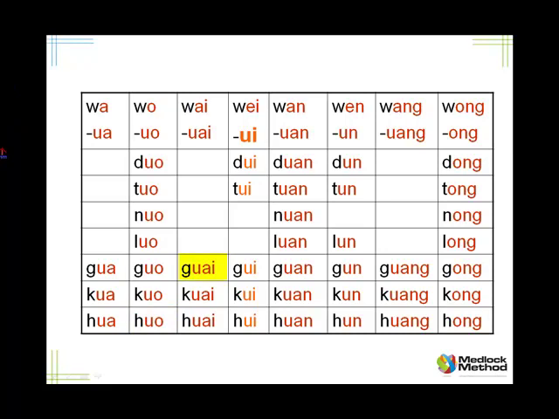Guai. Guai, guai, guai, guai. Kuai. Kuai, kuai, kuai, kuai. Huai. Huai, huai, huai, huai. Good.